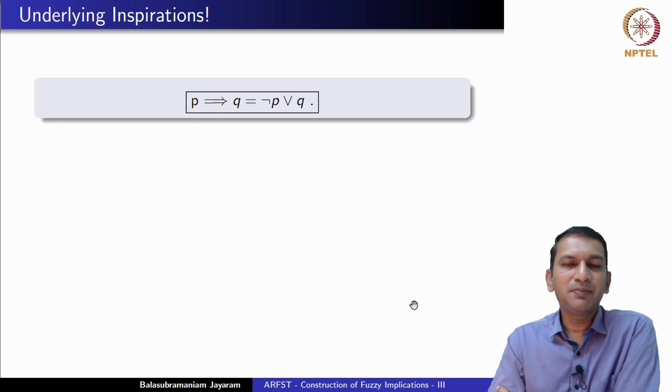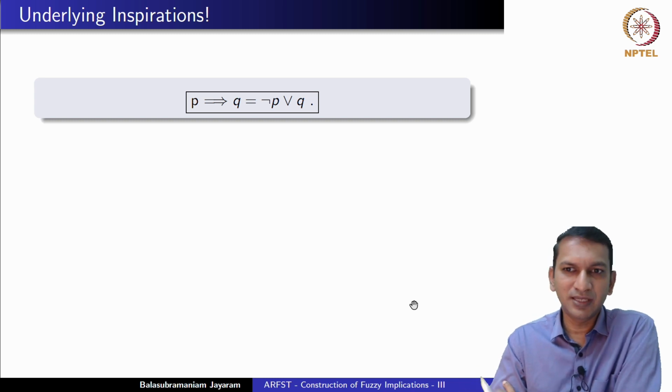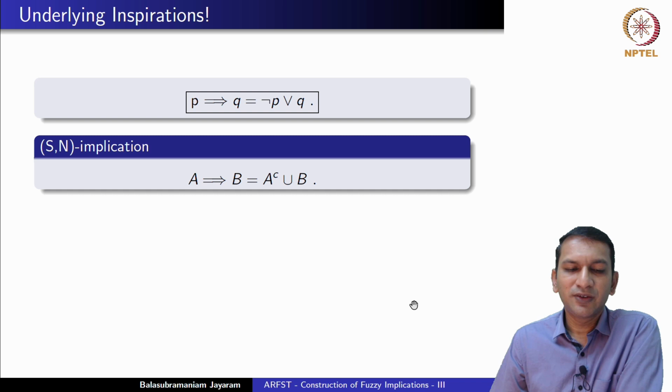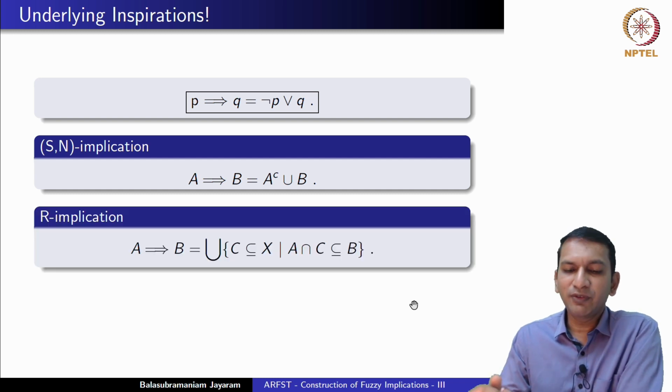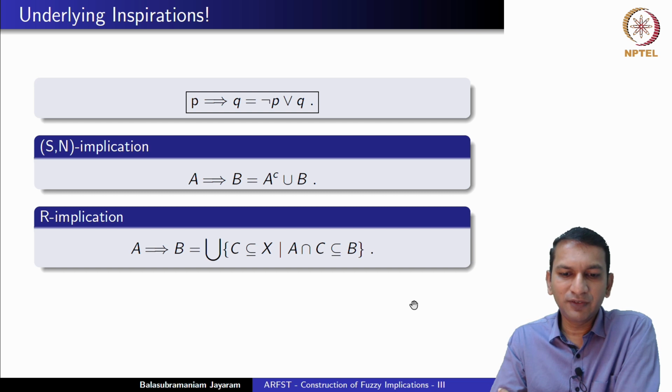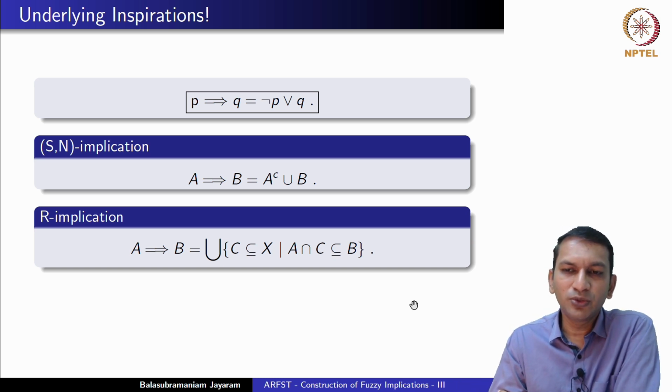Well, let's get back to what we started with. We know that P implies Q can be represented as negation P or Q in the classical setting. Using this, we moved into the set theoretic framework and said, okay, it could also be looked at as A complement union B. Later on, we further gave another equivalent definition in terms of finding the largest subset C of X whose intersection with A is contained in B. These two gave rise to the families of SN implications and R implications.